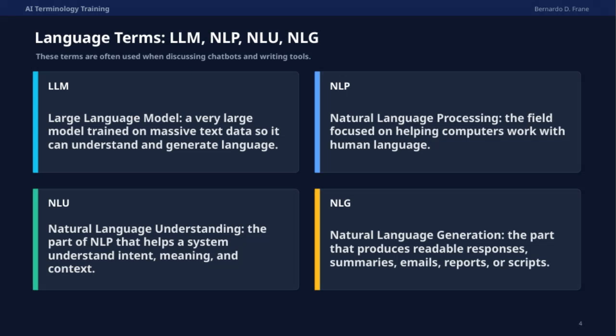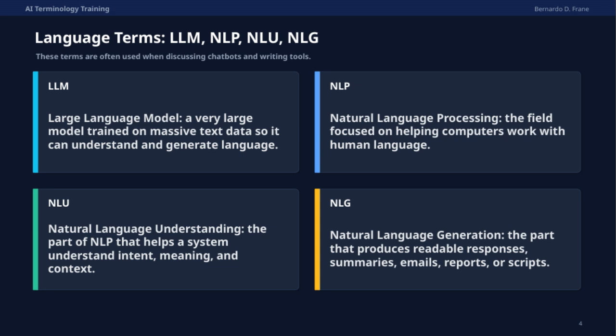Now, let's talk about some key terms you'll often hear in this field. First up is NLG, or natural language generation. This is the part of AI that actually produces readable responses, summaries, emails, reports, or even scripts. Think of it as the AI's way of crafting human-like language from data.